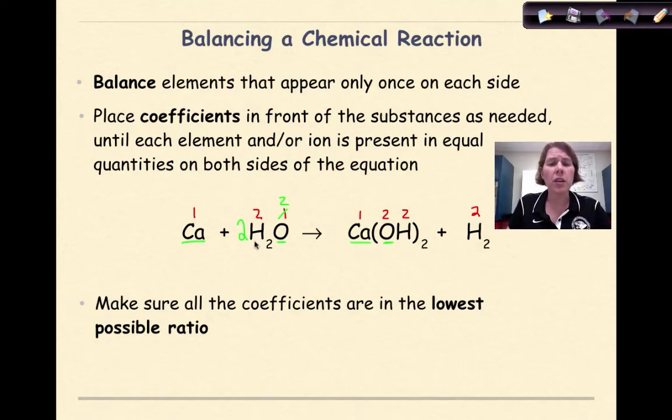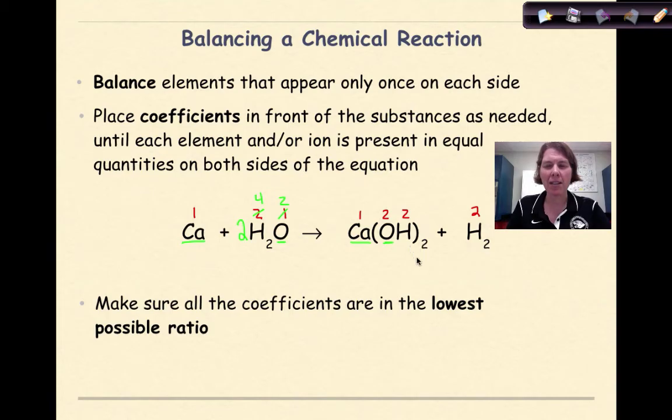Unfortunately, because we have put the coefficient of 2 in front of the water molecule, I've messed with my hydrogens. So I no longer have 2 hydrogens, I actually have 4, because 2 times 2 gives me 4. So I'm going to write that 4 over the top. So 1 calcium, 2 oxygens, 2 oxygens, 4 hydrogens, and since this is the last element to be balanced, I'm sort of hoping that everything works out.